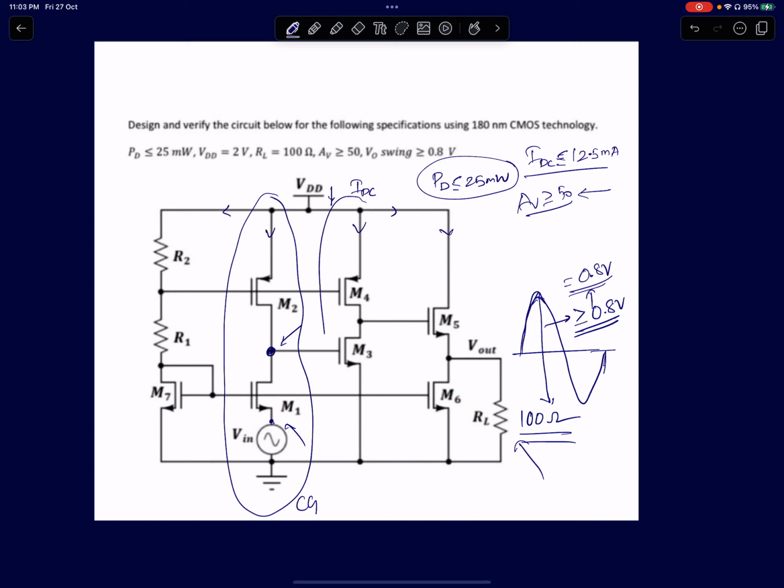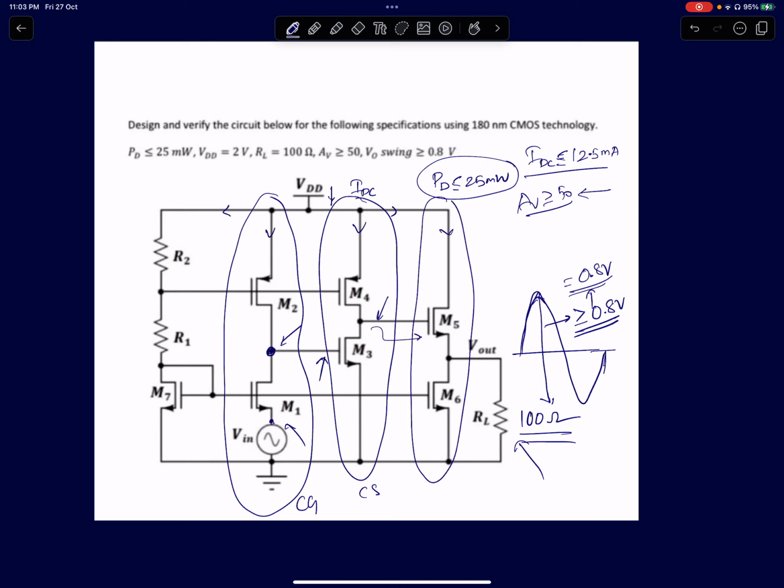The second stage is a common source amplifier. Input is at the gate, output is at the drain. That's what is feeding into the next stage. The third stage is a common drain amplifier. So it's a common gate, common source, and common drain cascade. That much we understand now.